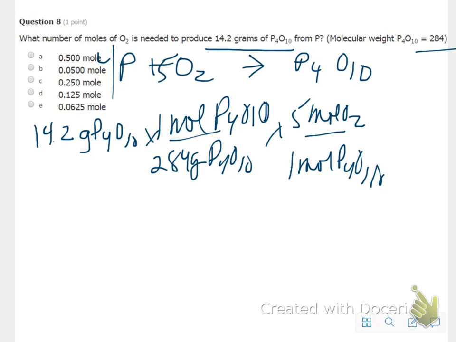Okay, so let's see what we can do using some mental math skills. Let me just get that marker to be red. Okay, so 14.2, if this was 142, this would be 1/10, right? So this is double that, so it's going to be 1/20. This is going to divide to 1, and this will be 20. Then I could take 20 and 5, and that's going to simplify down to 1 over 4, which is 0.25 moles. So that's going to be my answer.